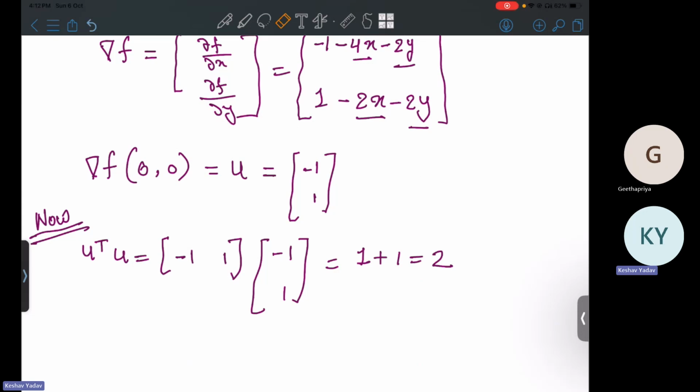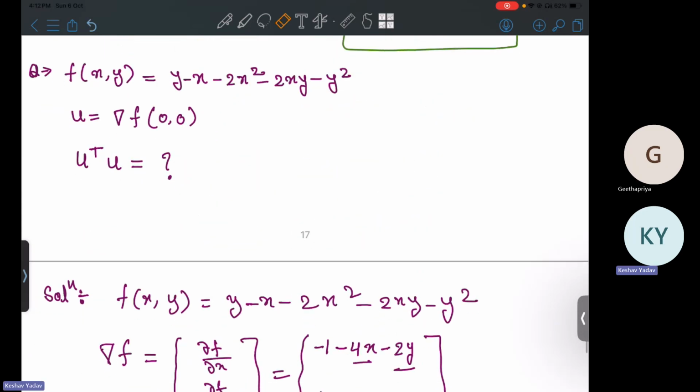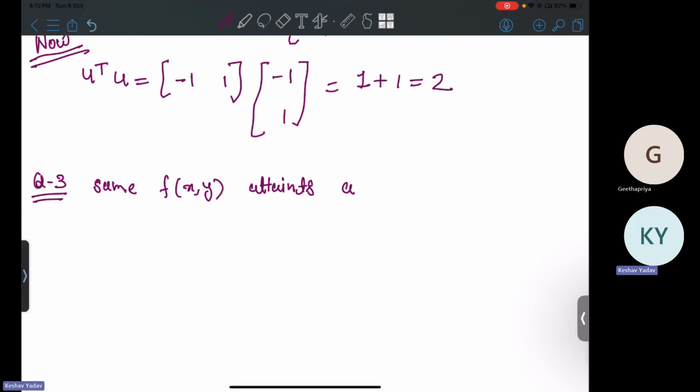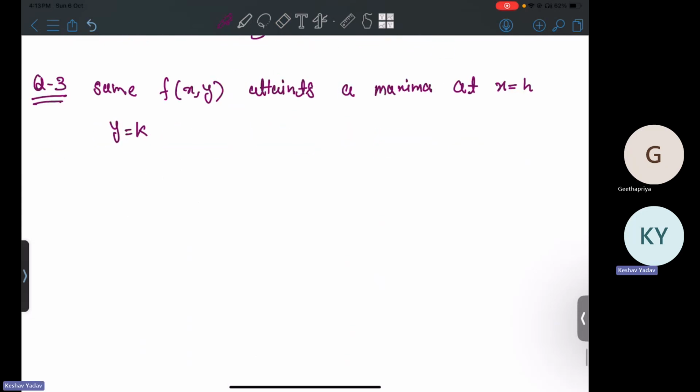Okay. So the next problem is in the same question, where we have f(x, y) = y - x - 2x² - 2xy - y². Suppose f(x, y) attains a maxima at x equal to h and y equal to k. Then we need to find h + 2k. This is what I need to find.